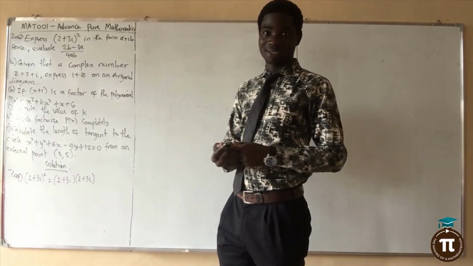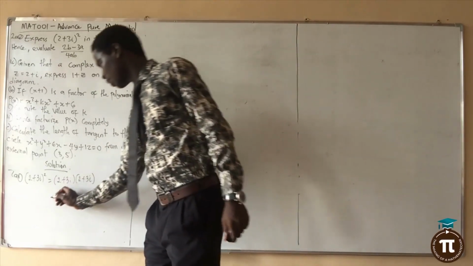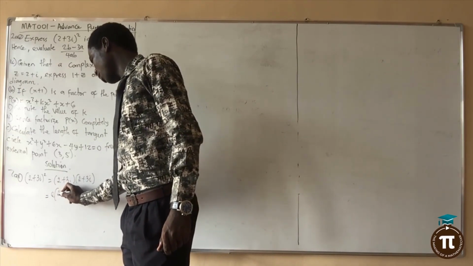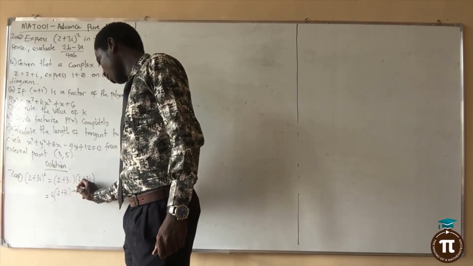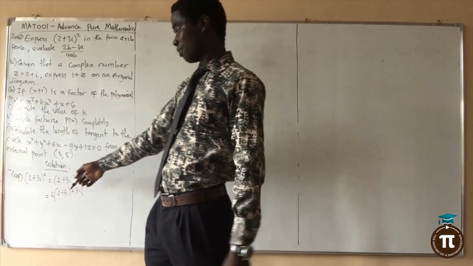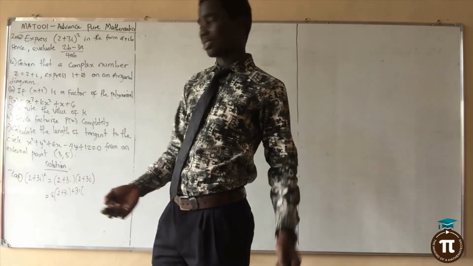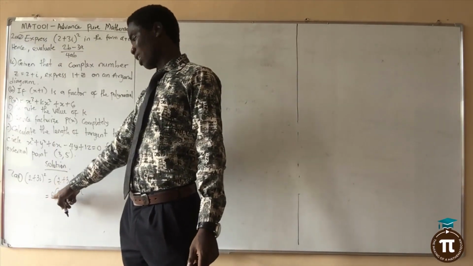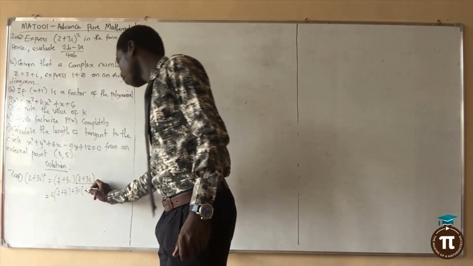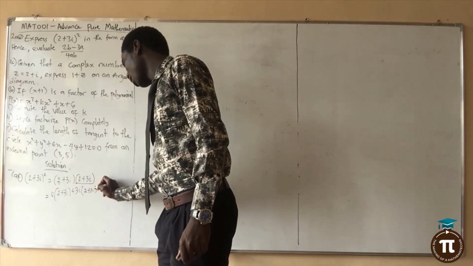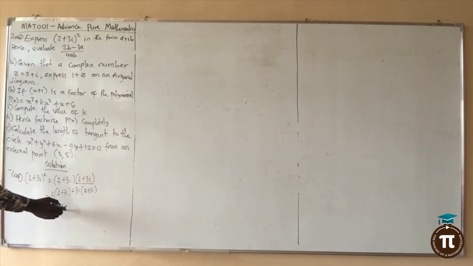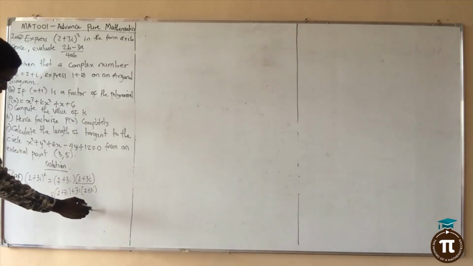So what will happen next? Then of course you know how to do it, just normal expansion. Everything in the first bracket we multiply by everything in the second bracket. 2 multiplying everything here, plus 3i multiplying 2 plus 3i. So let's see what the answer will be. This will actually be equal to 4 plus 6i plus 6i plus 9i squared.